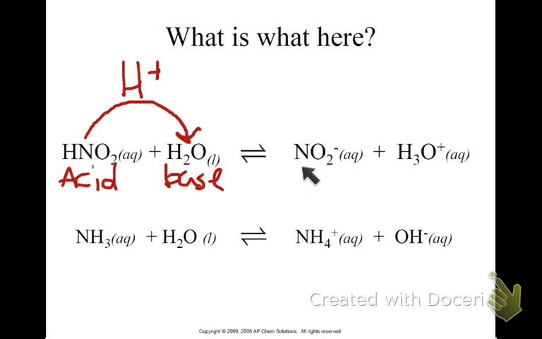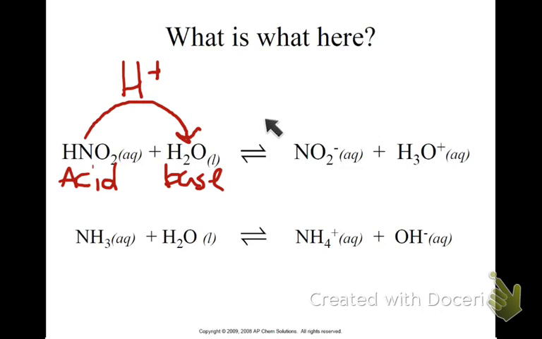Now let's come back over to this side. So remember, whatever the acid is over on this side becomes the conjugate base. So let's find HNO2 or its daughter molecule over on this side, and that would be the NO2-, the nitrite. Okay, so that means on this side it is going to be the conjugate base, and H3O+ would be the conjugate acid.